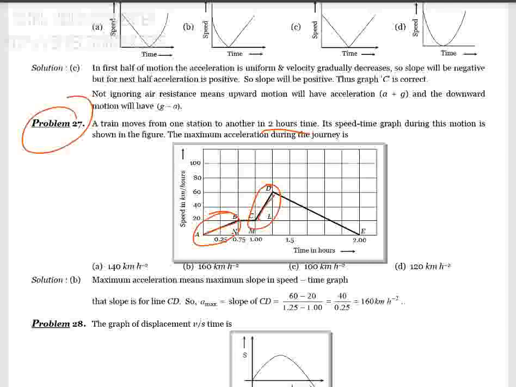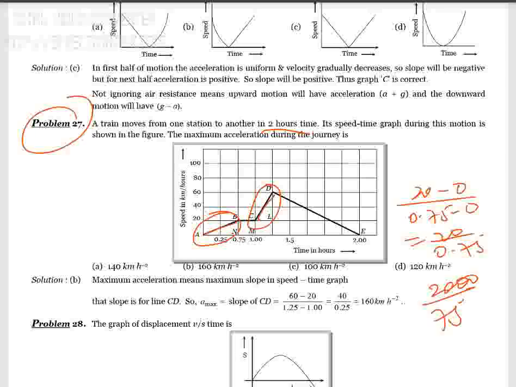Therefore, we can get a maximum acceleration from these two segments. To calculate it, let us take A to B. For A to B, the velocity goes from 0 up to 20. Therefore, 20 minus 0 divided by the time, 0.75 minus 0, and this becomes 20 over 0.75. Multiplying by 100 over 100, this becomes 2000 divided by 75. When you divide, you will get around 26.67 kilometer per hour square for this segment.